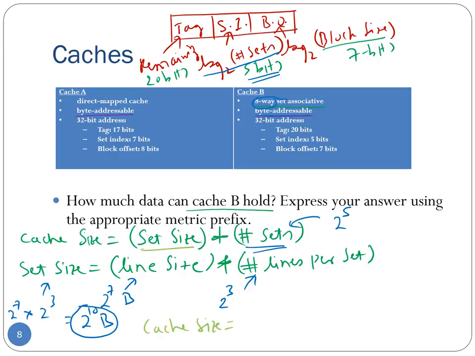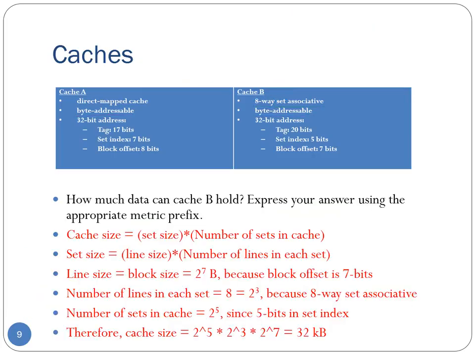Okay, so from here basically the cache size is equal to the set size, which is 2 to the power 10, multiplied by the number of sets, which is 2 to the power 5. So this is basically 2 to the power 5 is 32 and 2 to the power 10 is a kilo, right? So this is 32 kilobytes once again. The solution to the same problem is also given over here.